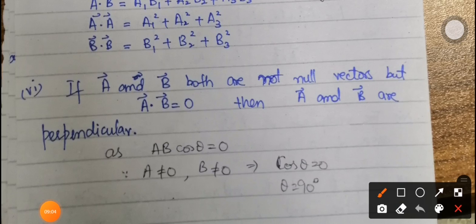Next we have the sixth property: if A and B are both not null vectors, meaning they are non-zero vectors whose magnitudes are not equal to 0, but their dot product is 0, then A and B will be perpendicular. And how are these perpendicular?